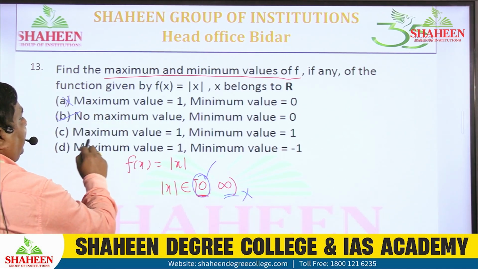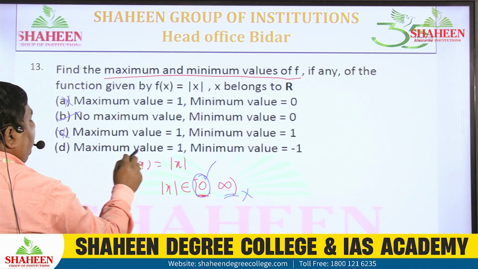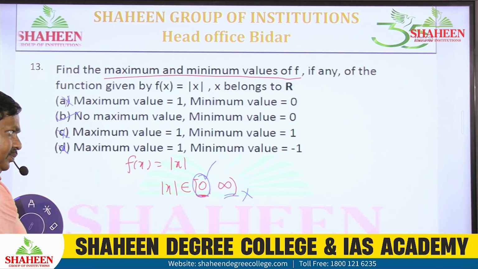What is the third option? Maximum value 1, this is wrong. Last one, maximum value is 1, that is wrong. So only the second option is correct here.